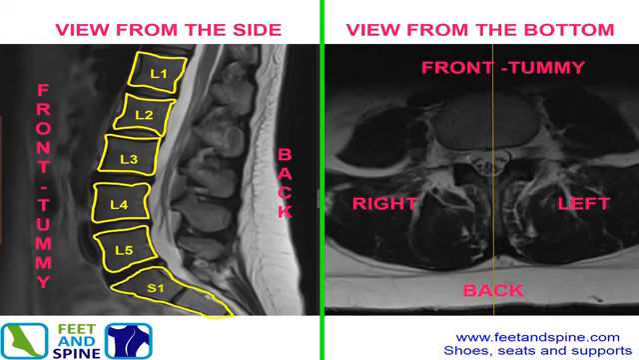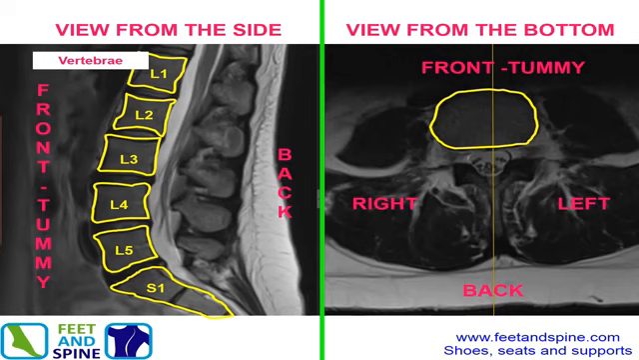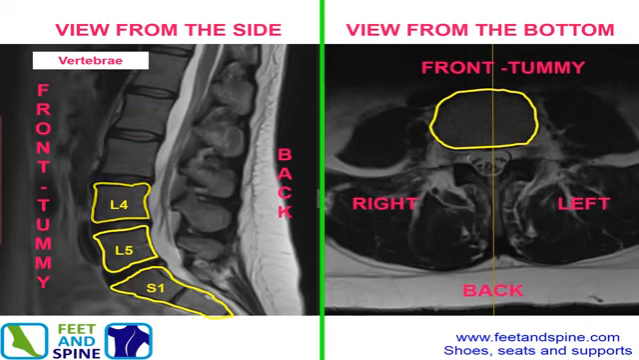The spinal column consists of multiple blocks of bones called the vertebrae. In the lower back there are 5, and they are numbered: L1, L2, L3, L4 and L5. At the very bottom is the sacrum, which is a wedge-shaped bone which connects with the pelvis. On the cross section you can see the same vertebrae circled in yellow.